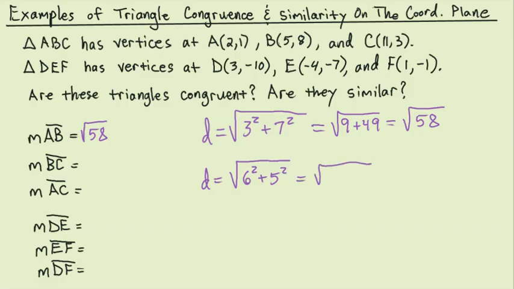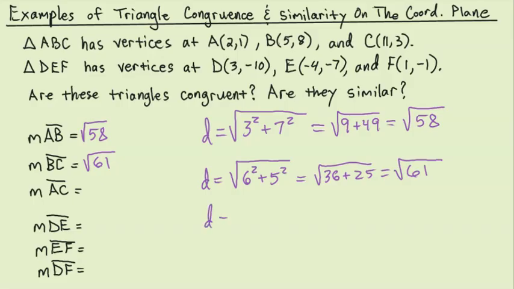So it's going to be the square root. 6 squared is 36. 5 squared is 25. And so 36 plus 25 is 61. And so we have the square root of 61. So you can see BC is a longer side than AB, because BC is the square root of 61, where AB is the square root of 58. Okay.